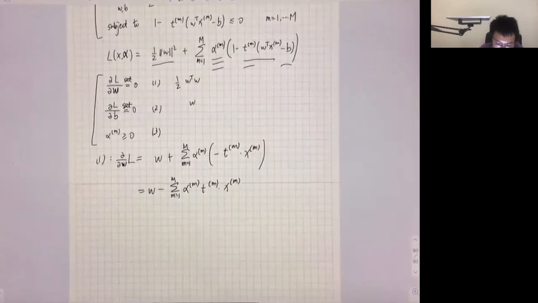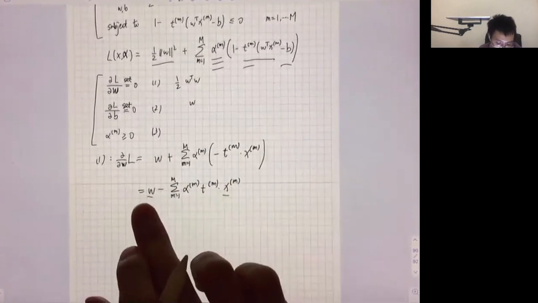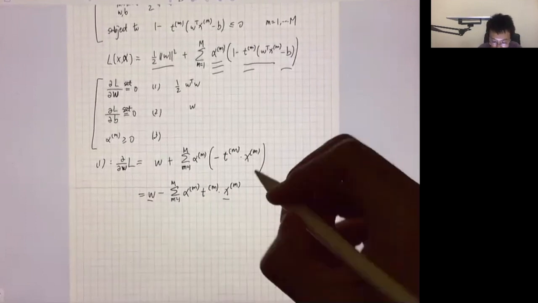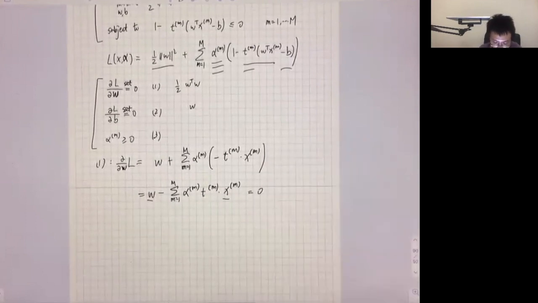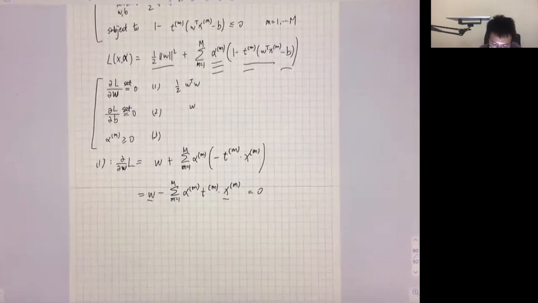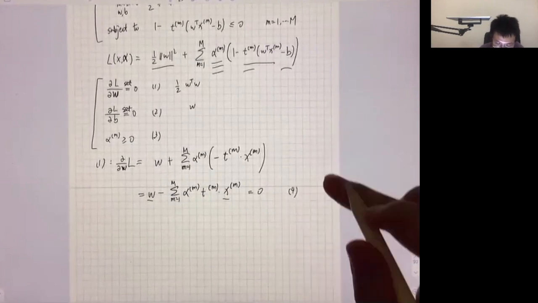Be careful about what the vectors are and what the scalars are. x_m is a column vector and w is also a column vector, and they have the same dimension, perfect. I set it to 0. I don't know how to use it yet, so let's just put it here.